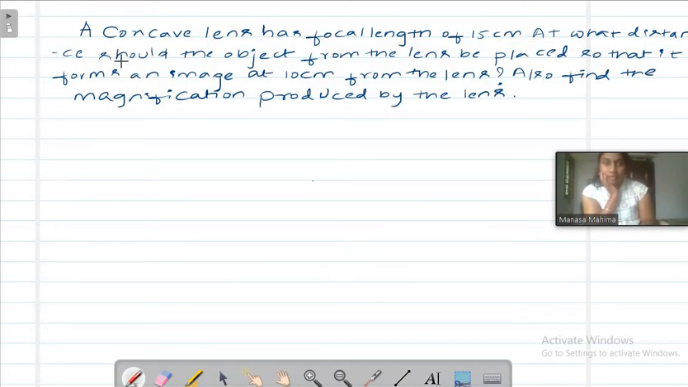A concave lens. We have to mark the important points which we have to note down. A concave lens, I will mark concave lens. It has a focal length of 15 centimeter. At what distance should the object from the lens be placed so that it forms an image at 10 centimeter from the lens? Also find the magnification produced. First, we'll write down what they have given.